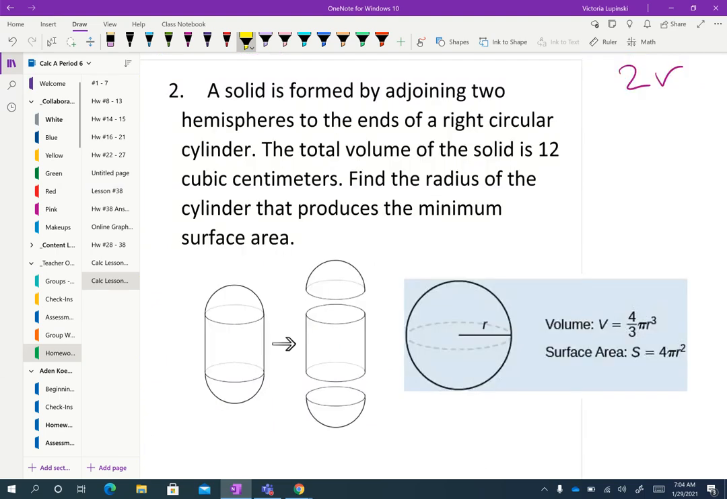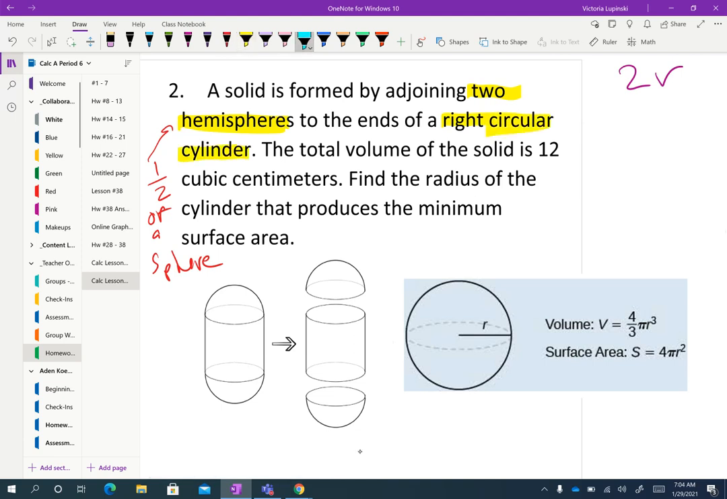All right, here in problem number 2, we have a slightly more complicated shape, which means we'll have a slightly more complicated equation and slightly more complicated work, but still nothing that I don't think we can handle. So a solid is formed by adjoining 2 hemispheres. So as a reminder, a hemisphere means half of a sphere. To the ends of a right circular cylinder.